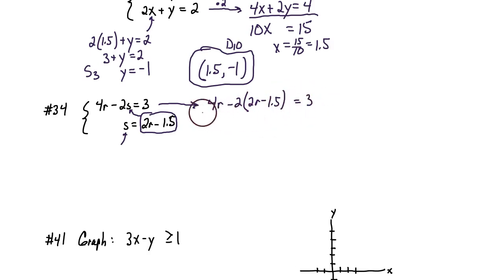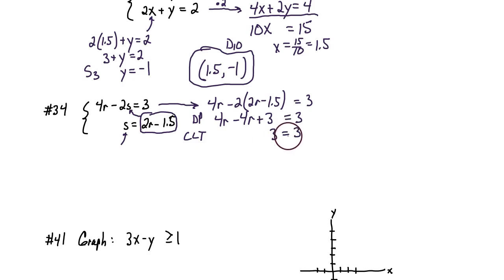Now solve this. First, the distributive property. Negative 2 times 2r is negative 4r. Negative 2 times negative 1.5 is positive 3. Now combine like terms. 4r take away 4r is nothing. So there are no r's left over. We have 3 equals 3. We got a true statement with no variables in it.